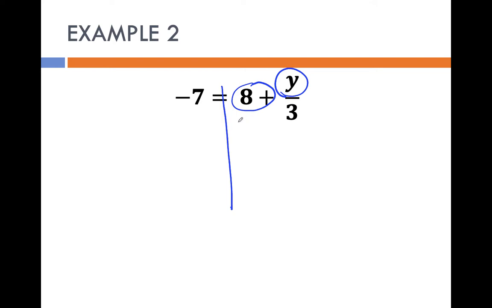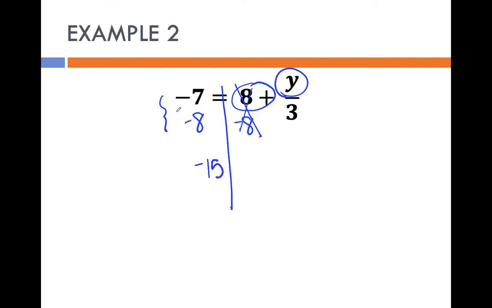To cancel out an 8, we want to subtract 8. We want 8 minus 8 to equal 0. And on the left-hand side, we're going to subtract 8 as well. So remember, when you do something once on the right side, you also do it once on the left side. Negative 7 minus 8 is negative 15.